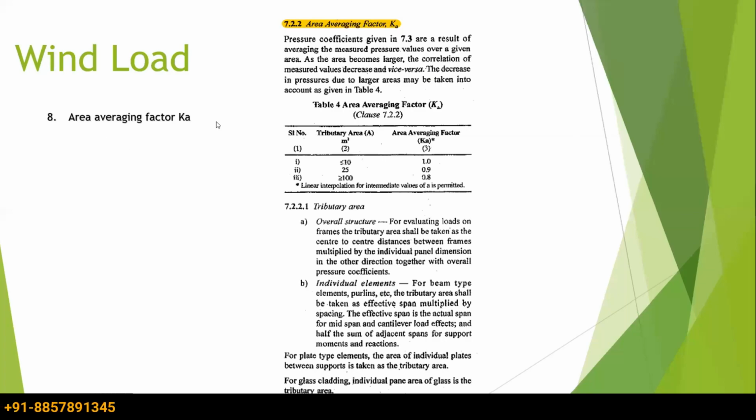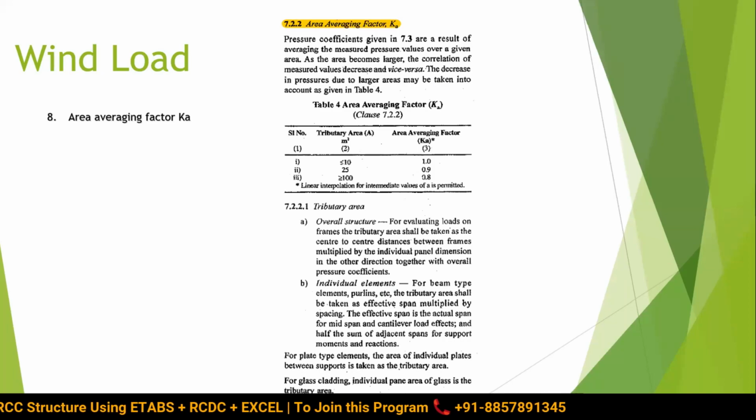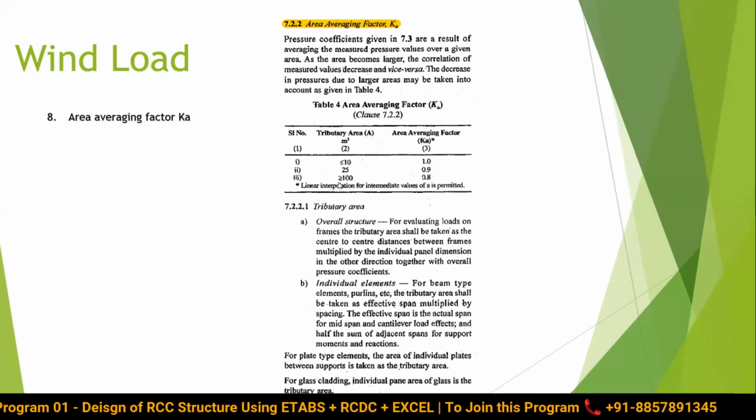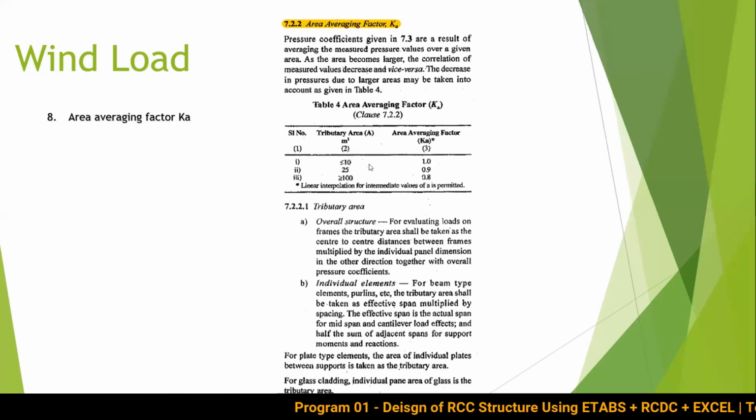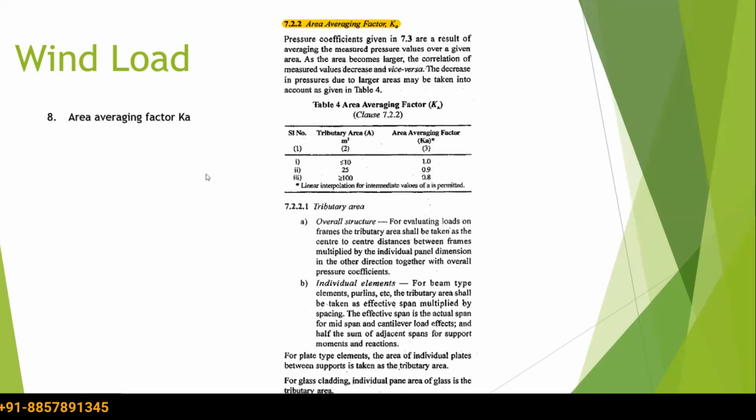Next is the area averaging factor. This depends on my tributary area, meaning the area where my wind is going to be applied. If that area is less than 10 meter square on one side, then the factor is 1. And if it is between 10 to 25, then we have 0.9. How to find this area averaging factor?